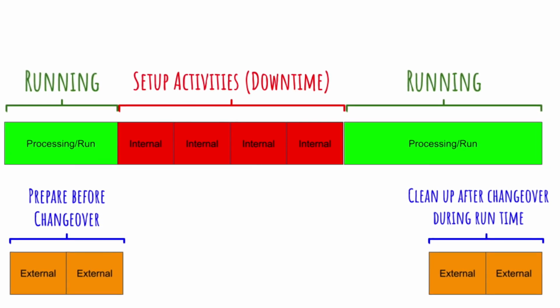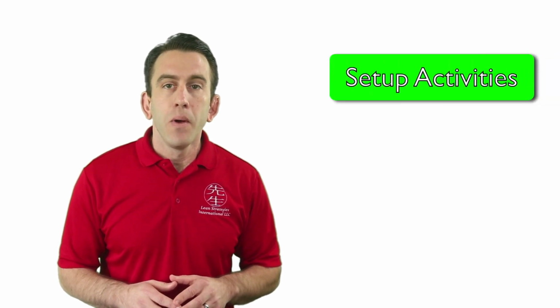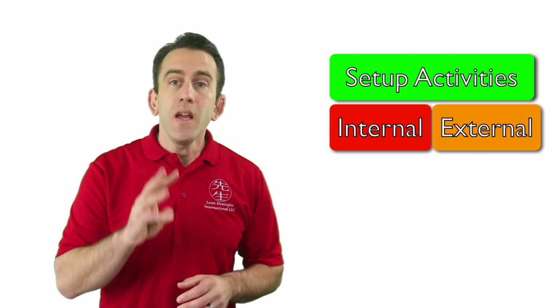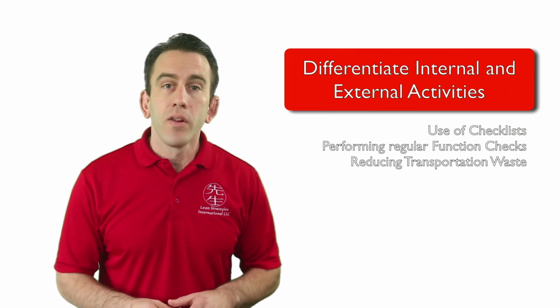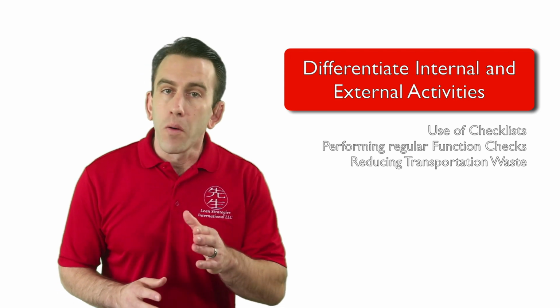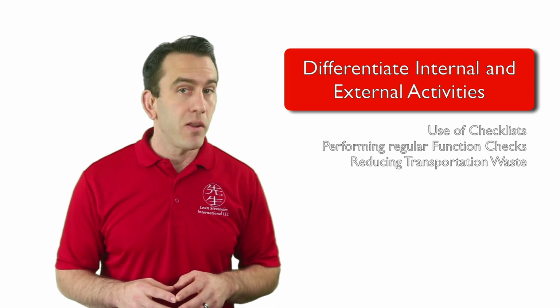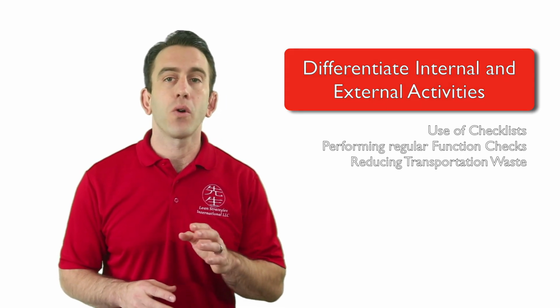How do we do this? As implied earlier, we need to separate the activities in our setup into internal and external activities. There are three commonly used methods to do this: use of checklists, performing regular function checks, and reducing transportation waste, specifically with tooling and parts required. Let's take a look at each of these in our upcoming sections so that we can understand how these tools will help you separate internal and external activities.